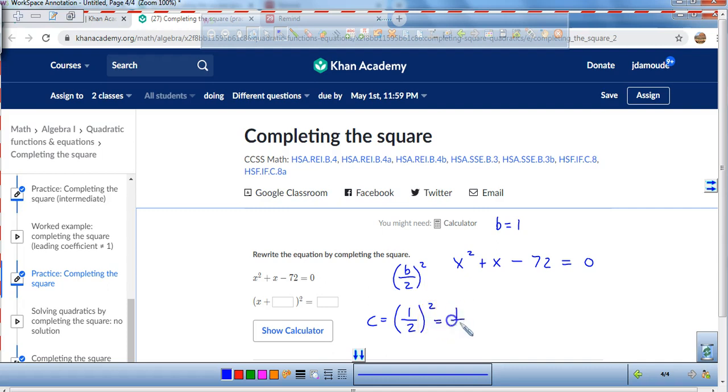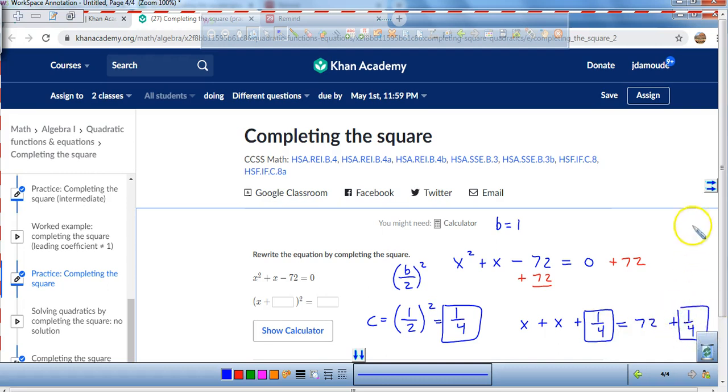So a half times a half is 1/4. We can clearly see that negative 72 is not equal to a fourth. So what I'm going to have to do to make room for it is add 72 to this side. So here we go. We're going to take this 1/4 and place it right here at the end. We're going to put plus 1/4 equals 72. Whatever I do to one side, I have to do to the other side. So I added basically a fourth to this side, and I added a fourth to the right side.